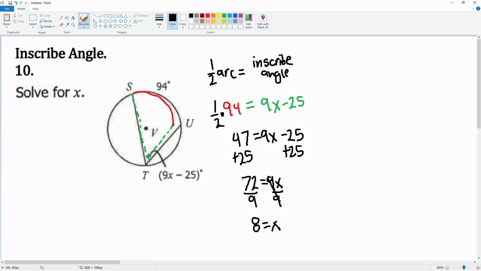So there you go. That is how we solve using the properties of the inscribed angle. One half the arc is equal to the inscribed angle.